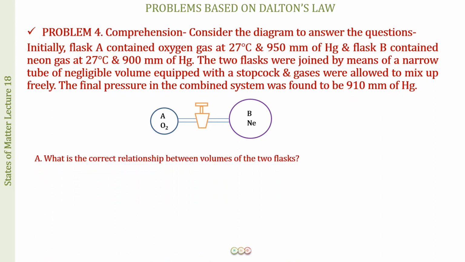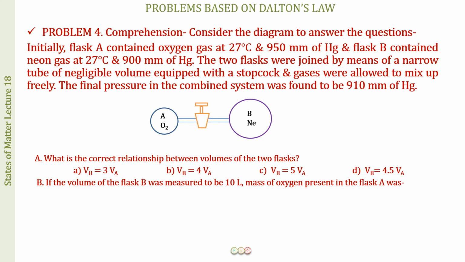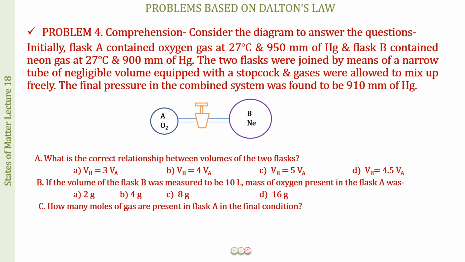And the first question for this comprehension is: what is the correct relationship between the volumes of the two flasks? The choices are given to you. Next, if the volume of flask B was measured to be 10 liters, the mass of oxygen present in flask A was, again the choice is given. And the third question is: how many moles of gas are present in flask A in the final condition? The choices are given to you. So we will look at the questions step by step and see how we are going to solve them.